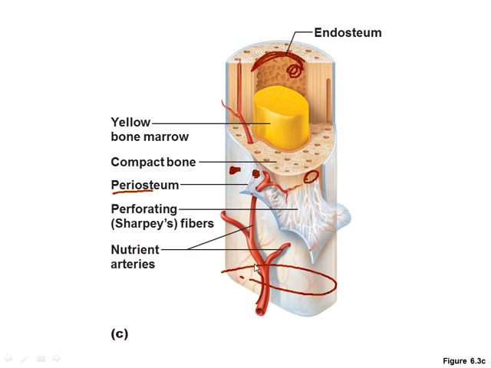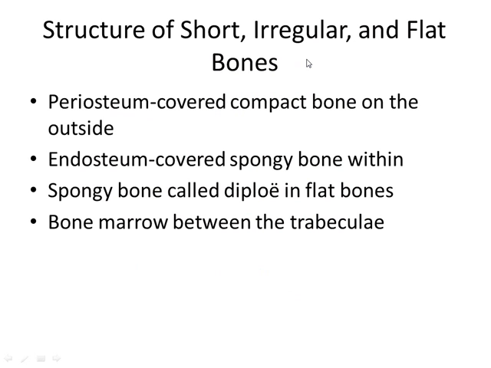Here are our blood vessels. These are the Sharpey's fibers that connect the periosteum to the bone. Here's the medullary cavity with the bone marrow in it, and the periosteum and your endosteum. Okay, now that was a long bone. What about short, irregular, and flat bones? They also have a periosteum. They also have an endosteum. The periosteum is covered by compact bone, and the endosteum is covered with spongy bone.